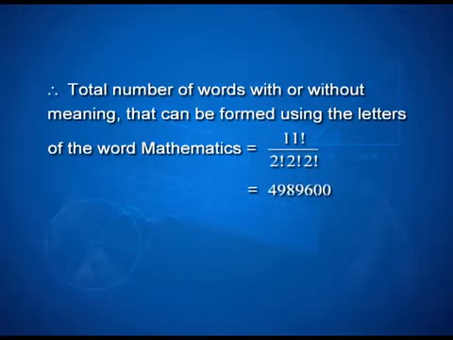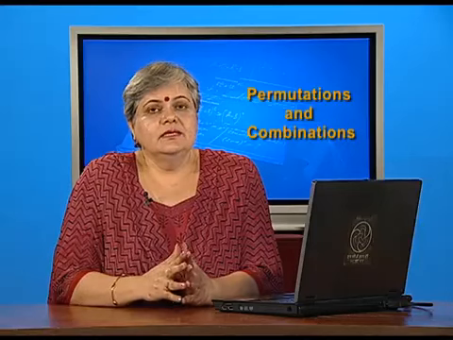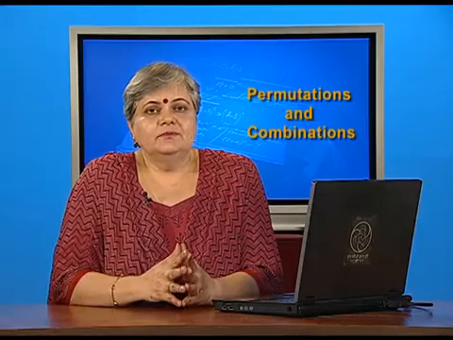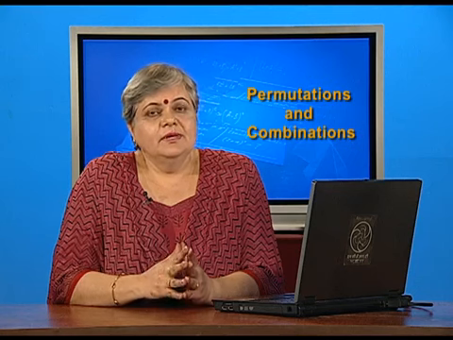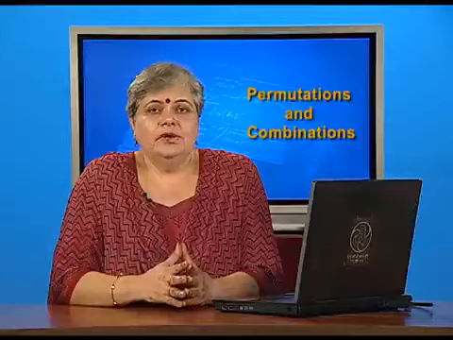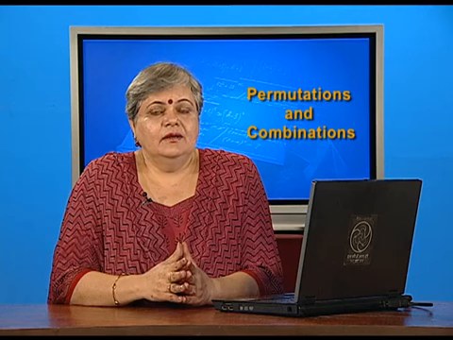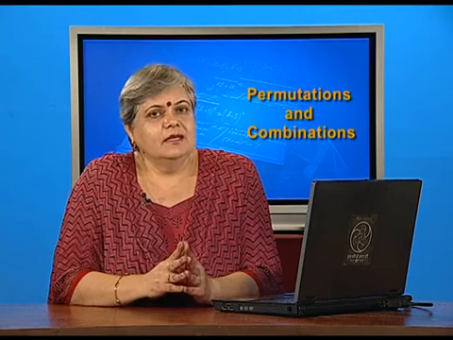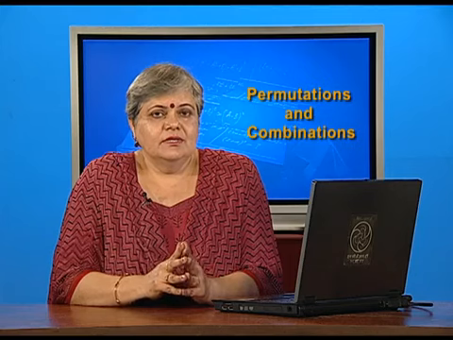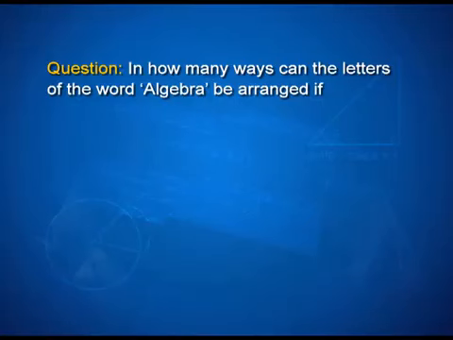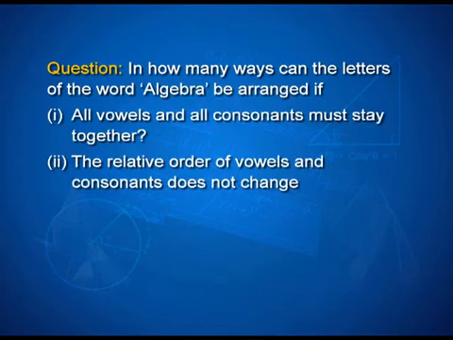Now, this is a rather large calculation. When you simplify all of these factorials, you would end up with a number as large as this. The answer is rather large because you are talking about arrangement of 11 alphabets, but it is still less than the case where all 11 alphabets were distinct. Let us take another case where the letters are repeated and there is an extra condition in the problem. What does it say? In how many ways can the letters of the word algebra be arranged if part 1, all vowels and all consonants must stay together.